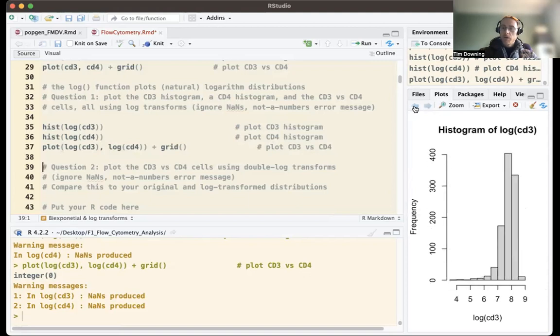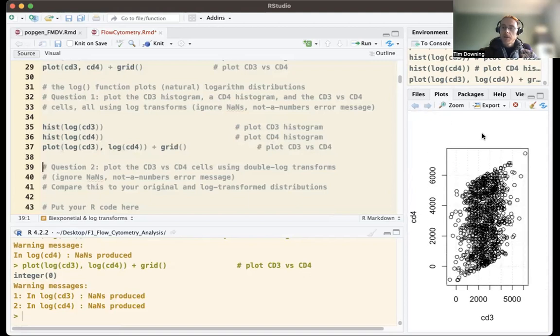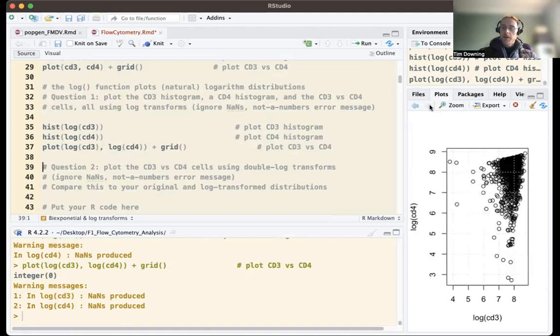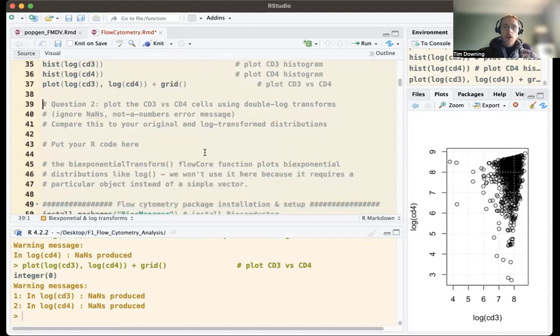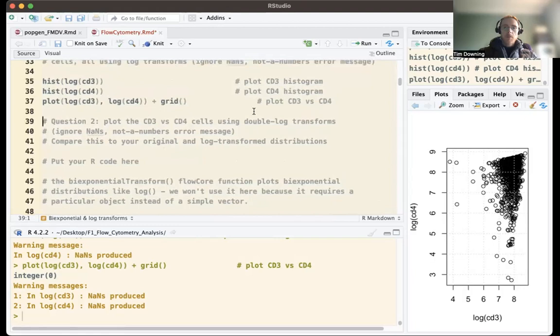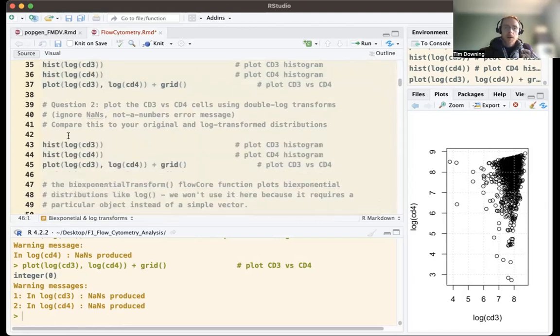Obviously, there are no clear clusters or groups among this linear data. And here we have very limited clustering again, but they're very compacted. We can look at this further using double log transforms to get a better sense of how this works. Technically speaking, the log by exponential distribution isn't quite like that, but running the function requires a special object. We'll get to that when looking at the flow cytometry analysis, but it's important to just get a feel for the data that we're looking at here.